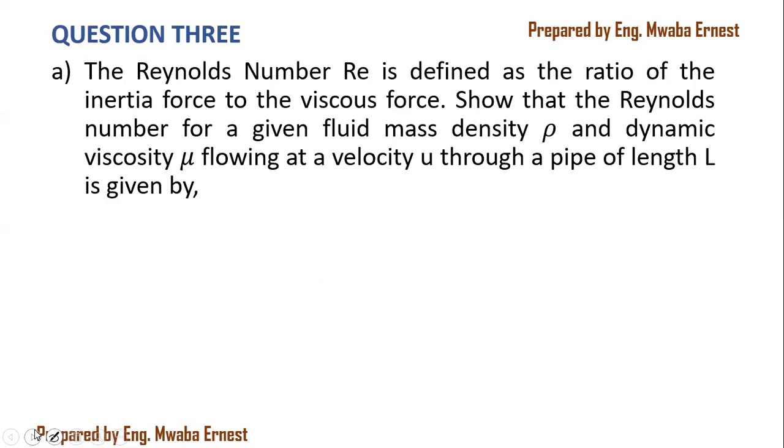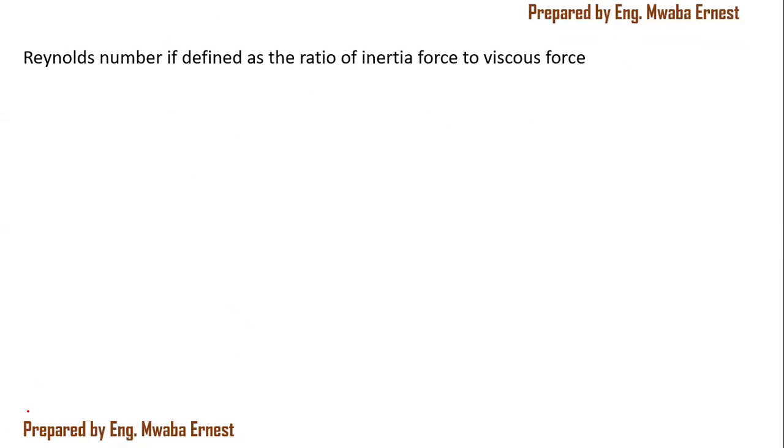Question number 3. Reynolds number is defined as the ratio of the inertial force to the viscous force. Show that the Reynolds number for a given fluid of mass density rho and dynamic viscosity mu flowing at velocity u through a pipe of length L is given by Reynolds number is equal to that. Let me just correct it here, because u and mu are almost looking like inseparable twins. Okay, so having done that, we come here now.